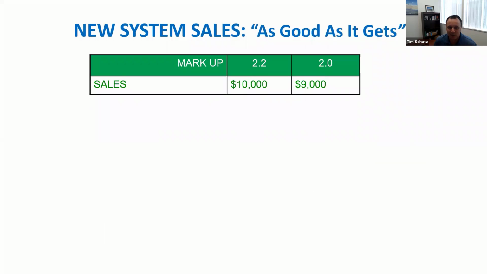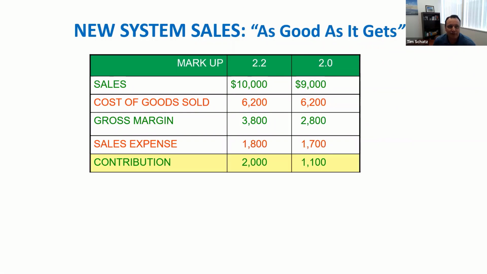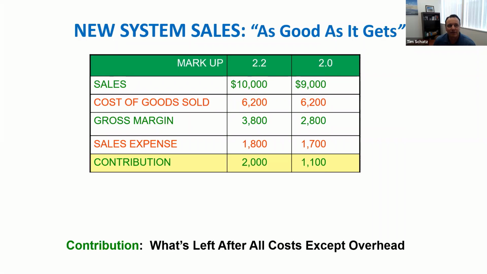Let's see what happens here. Well, we've got cost of goods. We know that we're going to have about $1,000 less in gross margin, we pay the sales expense, and we get to our contribution, and our contribution is $1,100. It's almost 50% of what we would have made if we would have charged full price. That 10% price discount comes directly out of our operating profit, which is the contribution of the buying and selling of our goods and services before we pay for any overhead.